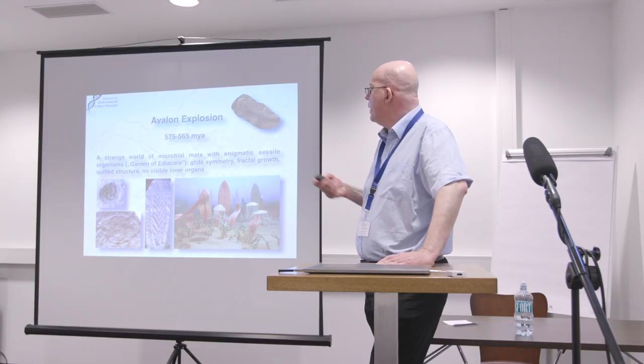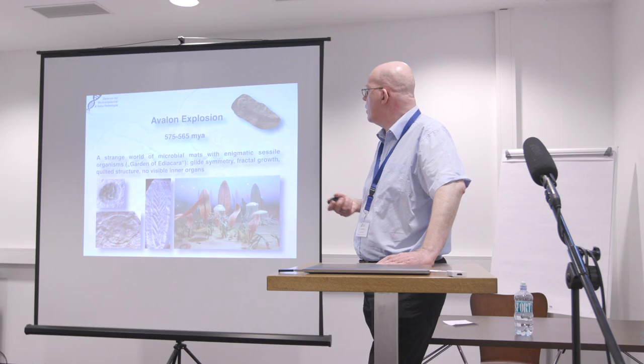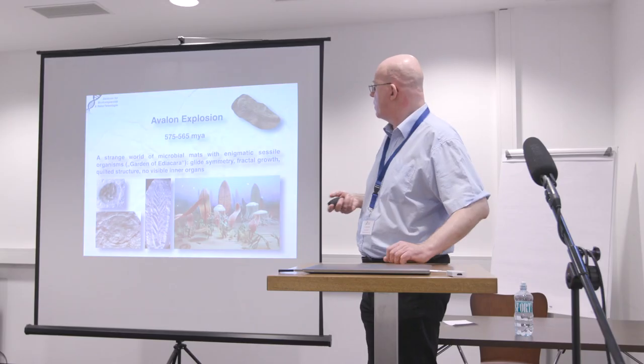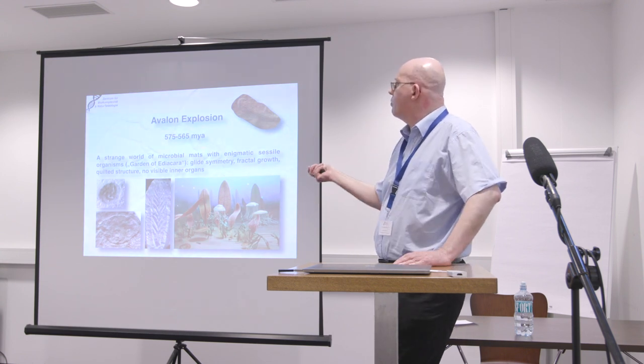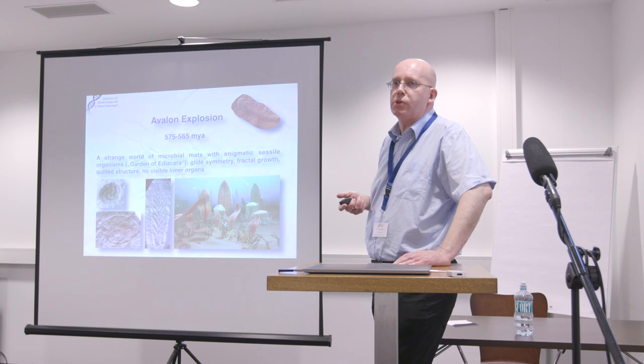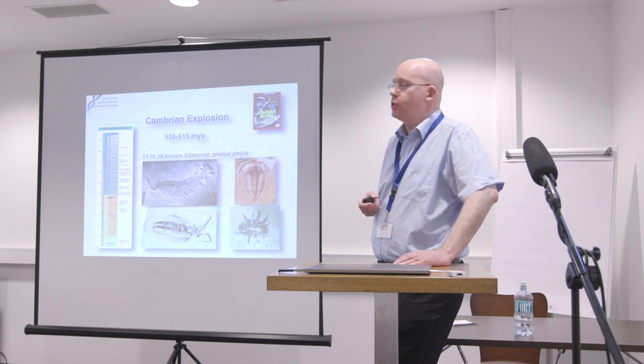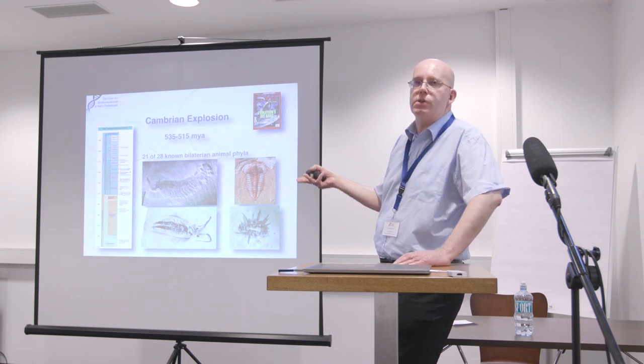And then the next dramatic event is one of the evolutionary explosions, the Avalon explosion, where we find these strange Ediacaran pre-Cambrian first macrofossils, the first fossils which are distinguishable as organisms even for a layman, very alien kinds of organisms. Nobody knows what they are. They are animals, plants, fungi, or whatever, with a very strange symmetry, a fractal growth, a structure like an air mattress, and no visible inner organs. They appear within a 10 million year window of time without any precursors in the fossil record, and then they go extinct, and they are followed by the Cambrian explosion, which has been called evolution's Big Bang, and that is this time.